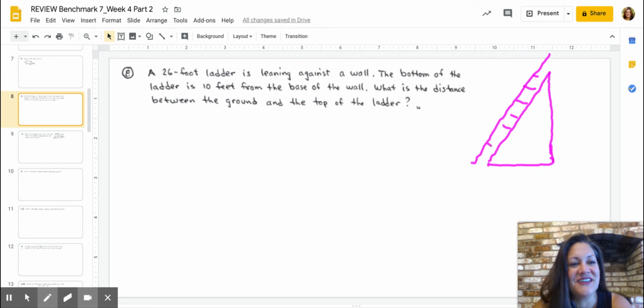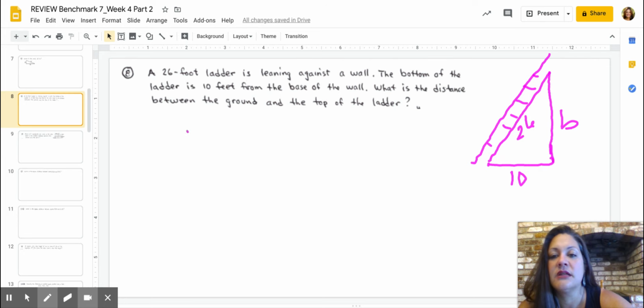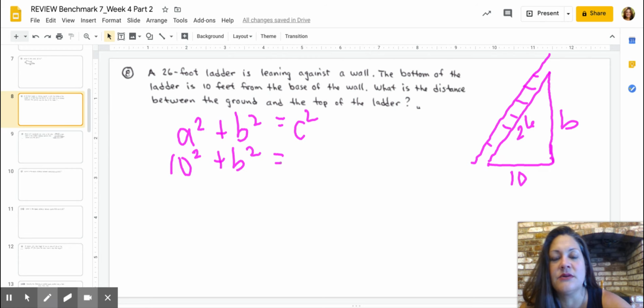Okay, so our ladder is 26-foot ladder. Bottom of the ladder is 10 feet from the base of the wall. So we're looking for this value over here. Let's call that b. Okay, so it could be a or b, but we'll call it b. So a squared plus b squared equals c squared. We'll plug in our values. 10 squared plus b squared equals 26 squared.